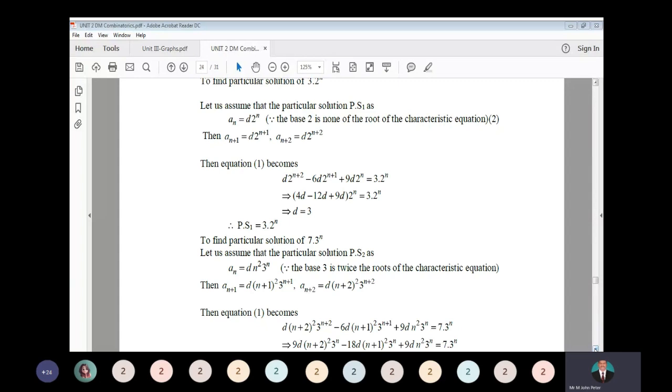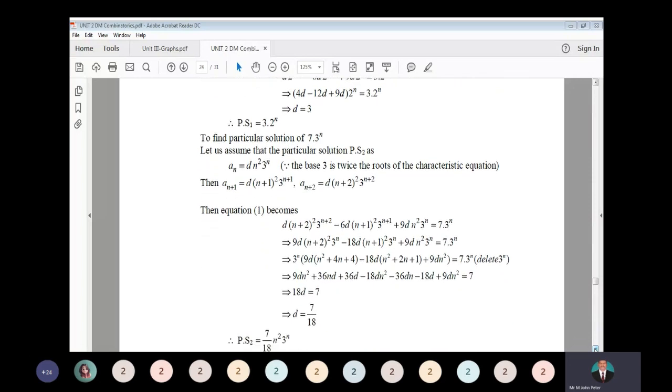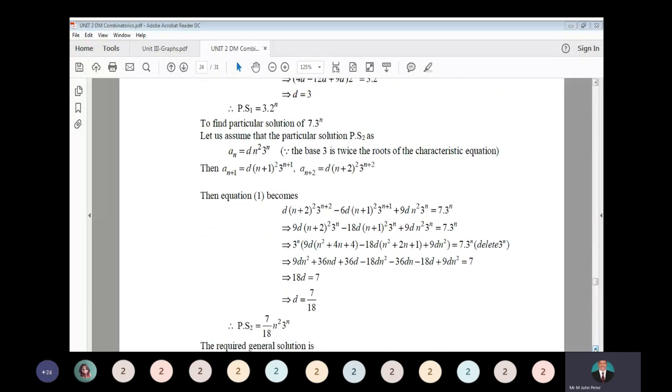Okay. So a(n+1) equal to d into (n+1) square, 3 power n+1. a(n+2) is equal to d into (n+2) square into 3 power n+2. So then the given equation, the reference equation, becomes d into (n+2) square, 3 into 3 power n+2, minus 6 into d into (n+1) square 3 power n+1, plus 9d n square 3 power n, that's equal to 7 into 3 power n.